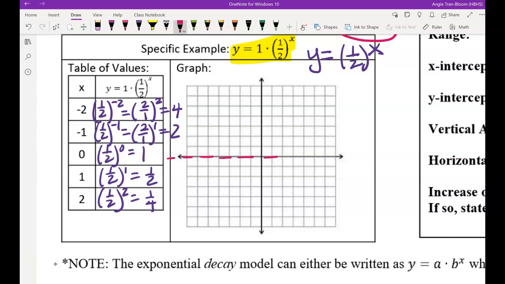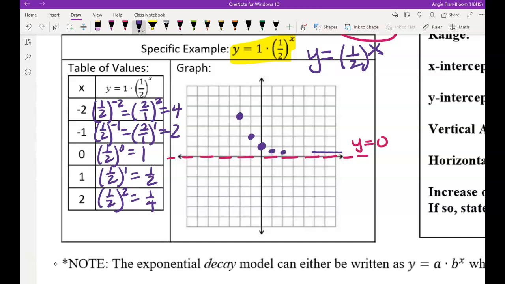So that will give us a horizontal asymptote here at y equals 0. Let's plot all of our dots here. -2 up 4, -1 up 2, 0, 1. We still have the same y-intercept point. Doesn't matter what parent function we have. Okay, 1 up 1/2, and then 2 is 1/4.